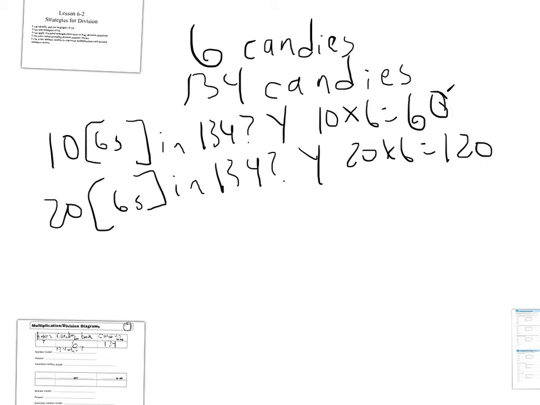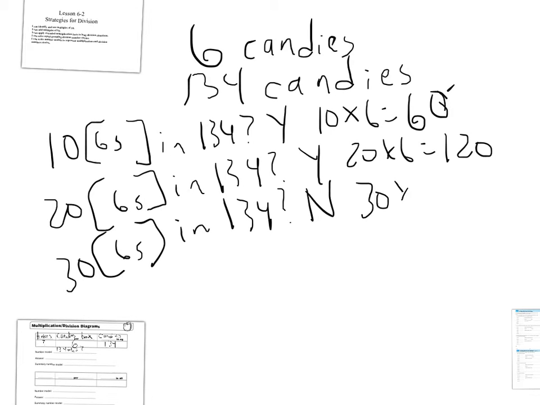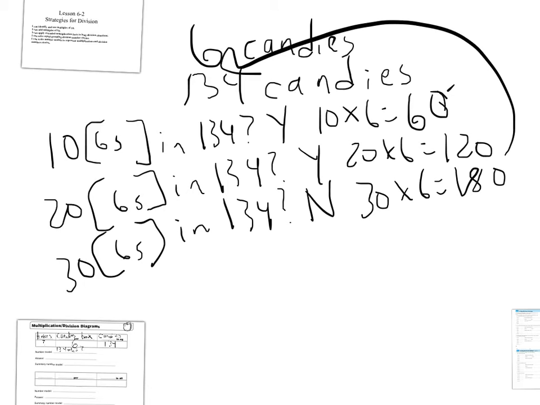Are there 30 sixes in 134? Your answer should be no, because 30 times 6 equals 180. So that number is way too big. You went over the 134. So you know it's not 30, so it has to be less than that.